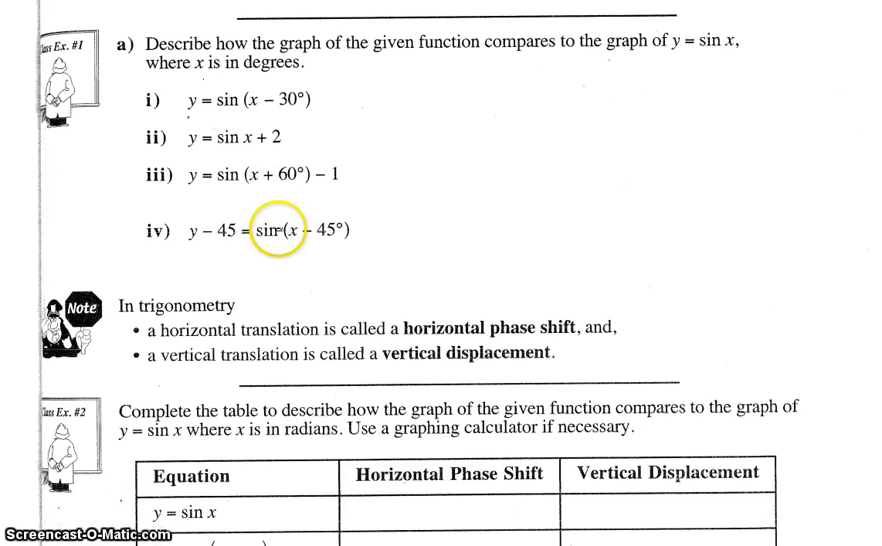Describe how the graph of a given function compares to the graph of y equals sine x, where x is in degrees. Okay, so just think back to transformations here. If I've replaced x right here with x minus 30 degrees, that would be a horizontal translation right 30 degrees.